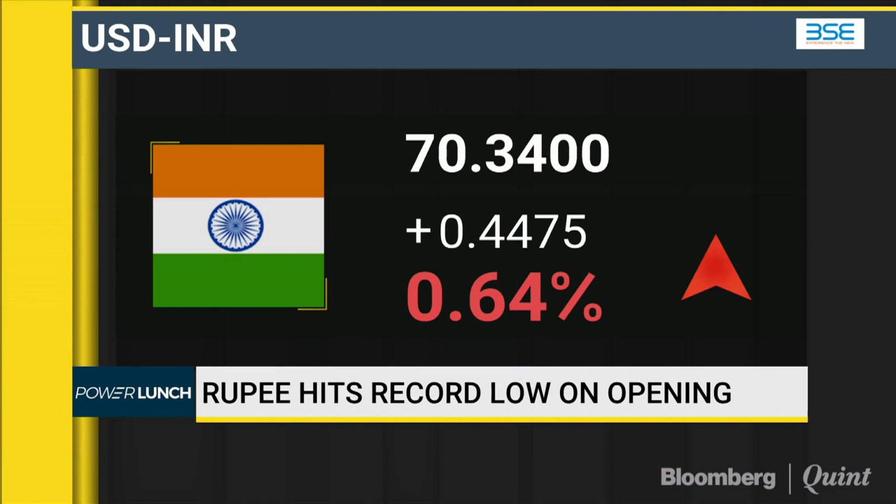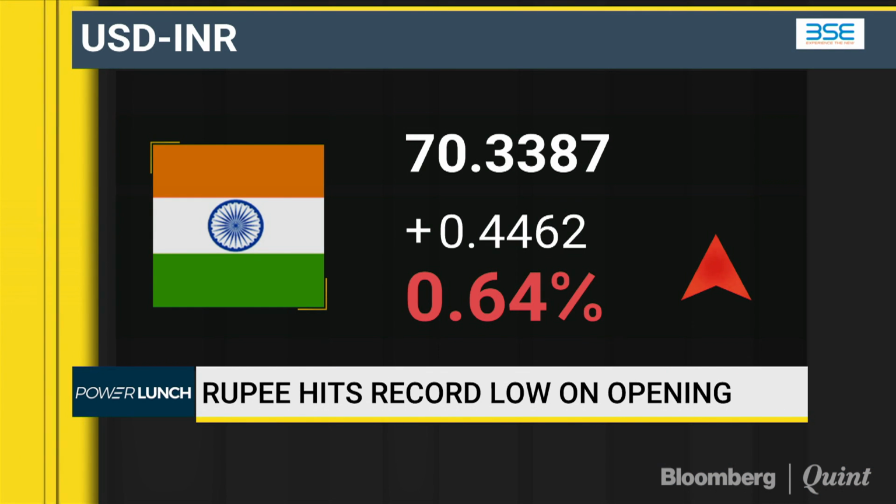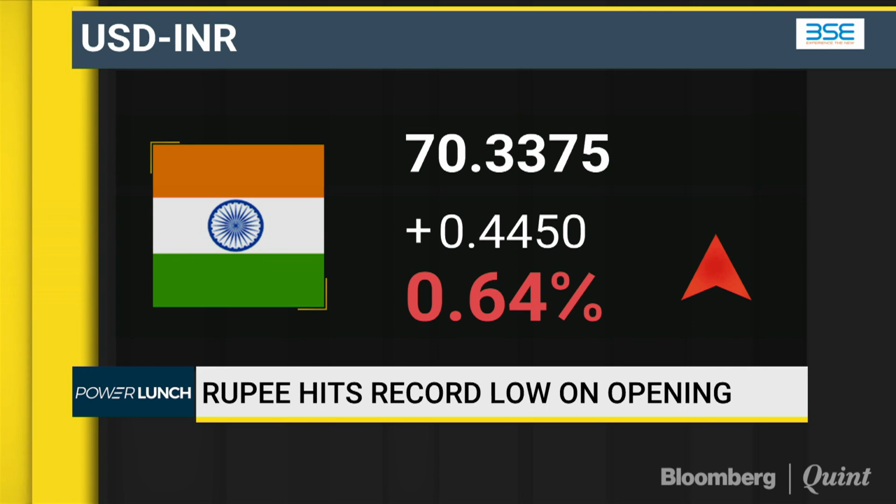Watch out for the currency. That's really where the action has been. The rupee has fallen over 0.5% to hit an all-time low against the US dollar, trading right now at about 70.33. This is the widest trade deficit gap in 5 years, added to the contagion effect of what happened in Turkey, the crisis in Turkey, that is.